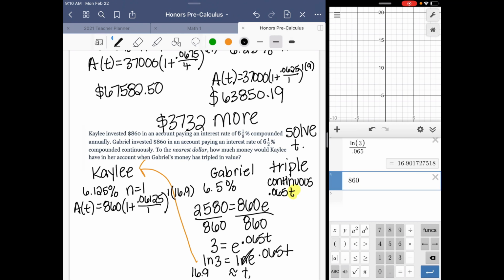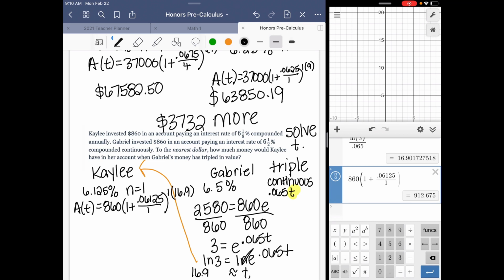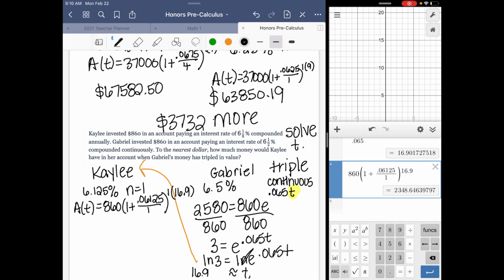So we have 860 times 1 plus 0.06125 divided by 1. You don't have to divide by 1, just like you don't have to raise it to 1 times that value. But I'm just showing you where everything kind of goes. So Kaylee's final amount is going to be $2,348.65. So the question was, to the nearest dollar, how much money would Kaylee have in her account when Gabriel's money has tripled? So Kaylee would have a total of $2,348.